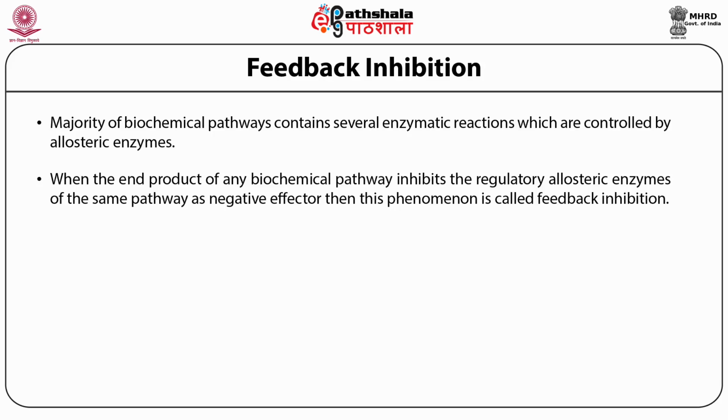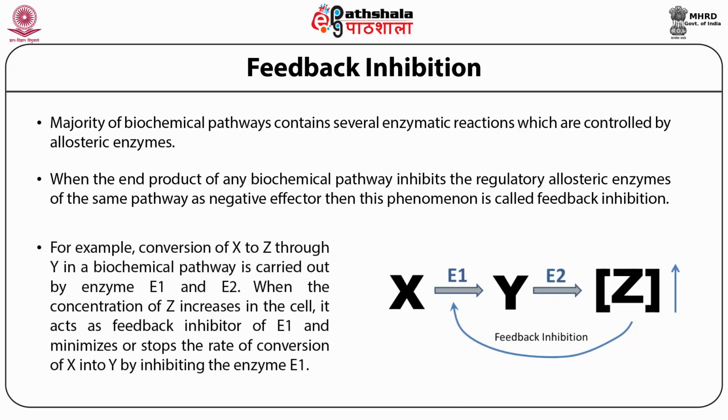So it can inhibit those enzymes, and then the reaction can be stopped. For example, as shown in this model, X is getting converted to Z through Y. If the concentration of Z is very high, or it starts getting accumulated, this Z can inhibit the enzyme E1 and stop the conversion of X into Y.